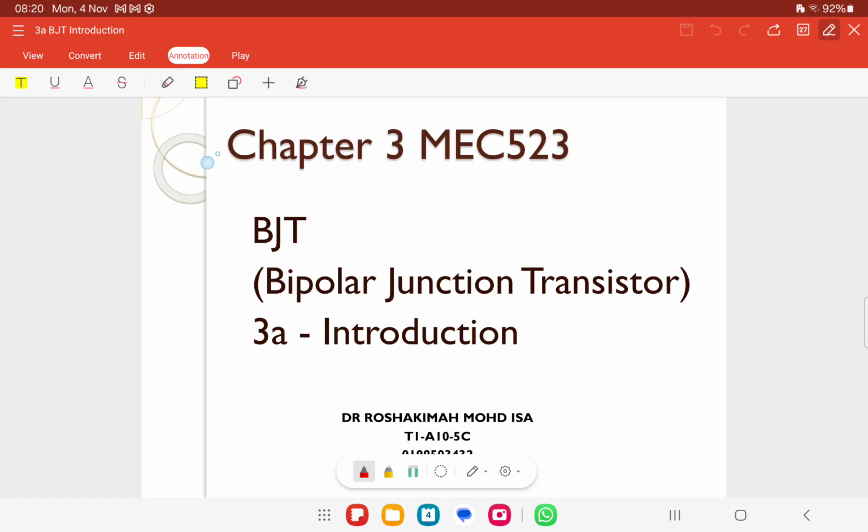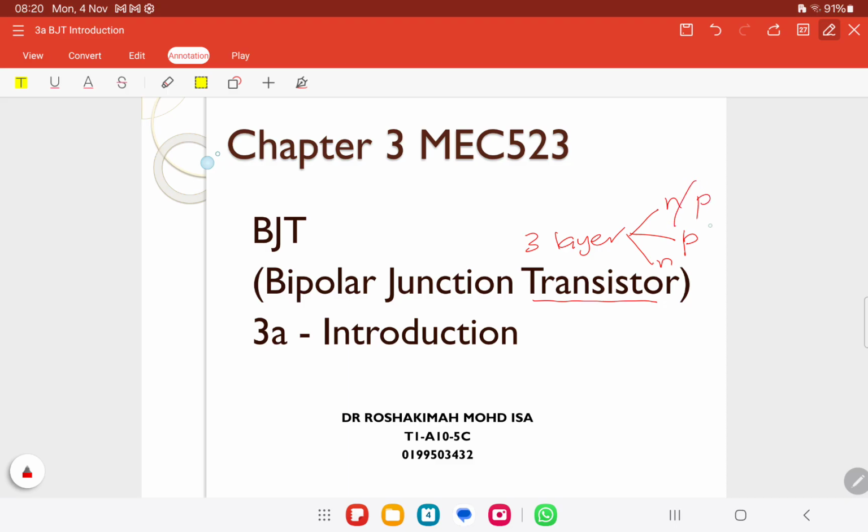Okay, transistor is actually to control the electric current flow between 3 layer. 3 layer apa? We have a transistor between 3 layer. Okay, for the 3 layer, it is N, P, N. Ataupun P, N, P. Okay, remember chapter 2, what did we have learned in chapter 2?